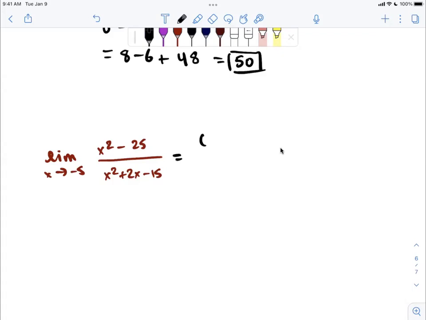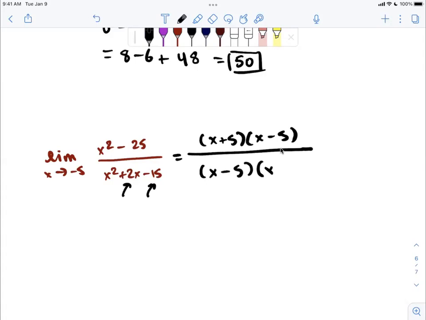So the numerator is going to be equal to x plus 5 times x minus 5. And the denominator is going to be equal to, well, we need two numbers who multiply to 15 and add to 2. So it seems like that's going to be 5 and negative 3. So that's going to give us x minus 5 times x plus 3. So it seems here that we can cancel the x minus 5.